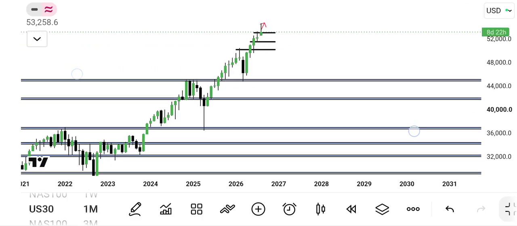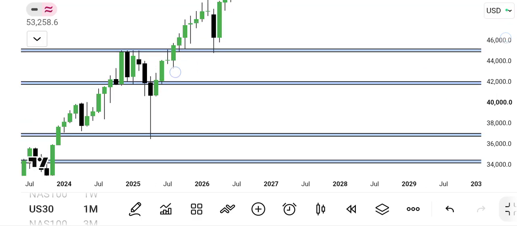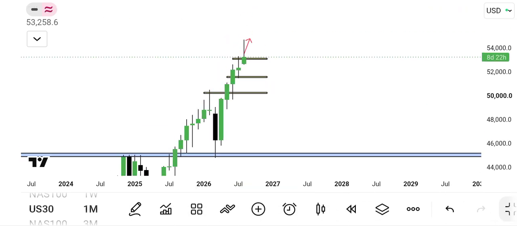Now currently we are in the monthly time frame. Looking from the monthly time frame, you can see the market has been creating a series of higher highs, higher lows. Don't mind this little bit of stuff here. Just give me some seconds. Let me take them out.